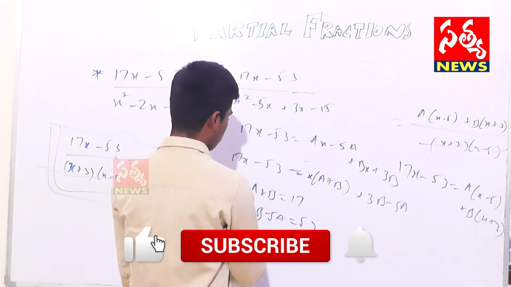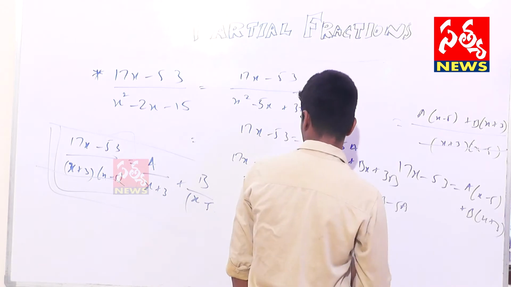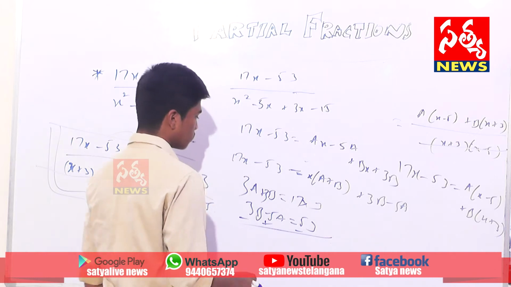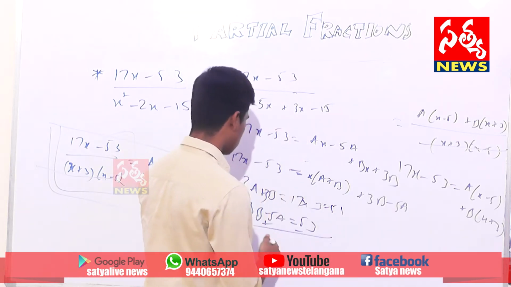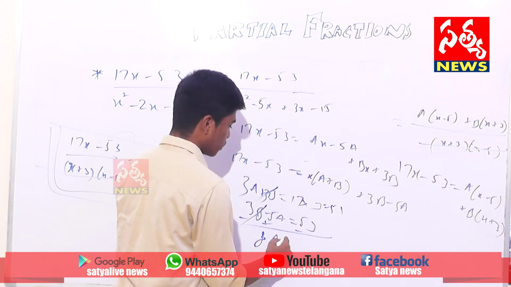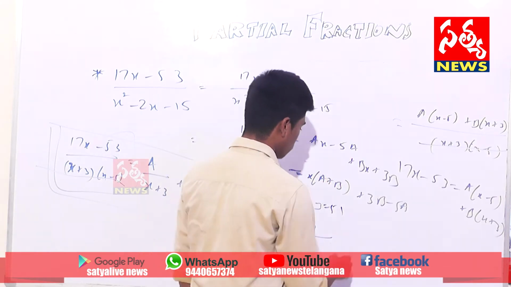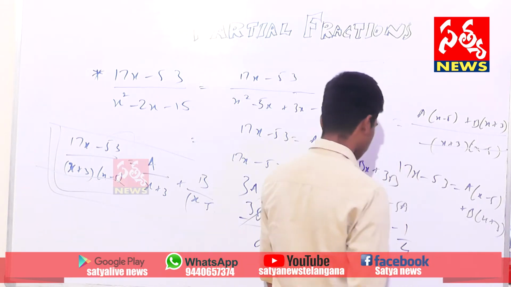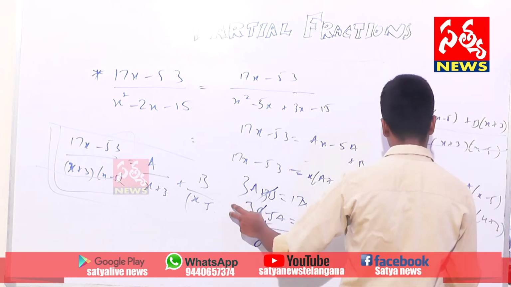So now solve it. 3 into 3. I'm going to do minus. This value is 51. 3b gets cancelled. 5a plus 3a, 8a is equal to minus 2, where a is equal to minus 1 by 4. So this is the value of a.